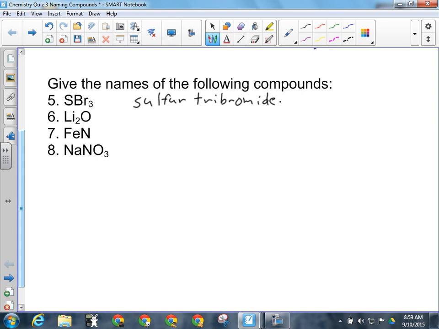Okay. All right. Number 6, I've got lithium with oxygen. So that's an ionic compound. I know I don't need any prefixes on this one. So I have lithium oxide. Okay. For number 7, I've got iron with nitrogen, which is an ionic compound. Problem. Iron has more than one possible charge, so I need to indicate which one with a Roman numeral. Nitrogen's always a minus 3, so this iron has to be plus 3. So we are looking at iron, Roman numeral 3, nitride.